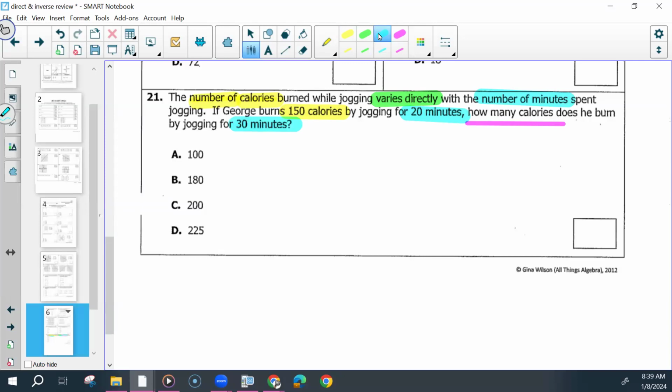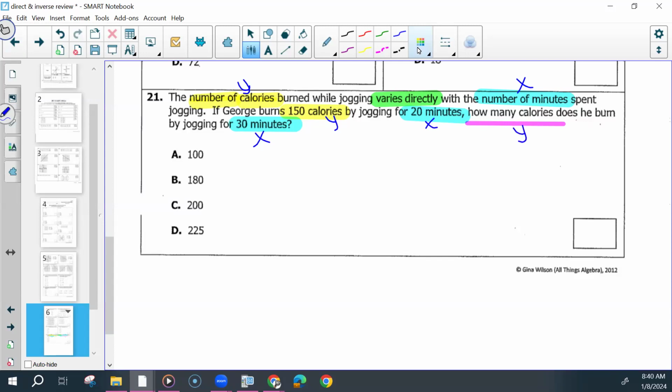So then when you get word problems like this that say the words varies directly, varies inversely, any form of those words, whatever comes first is your y. So number of calories would be y, number of minutes would be x. So every time you see number of calories, that would be y. Number of minutes would be x. So which variable are we solving for? At the end? One.